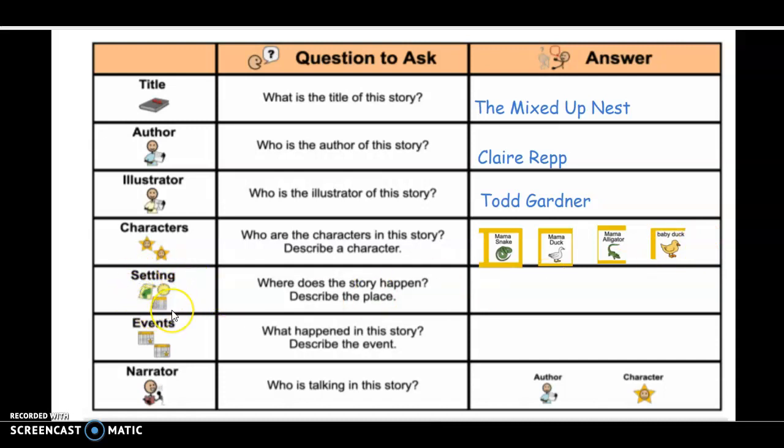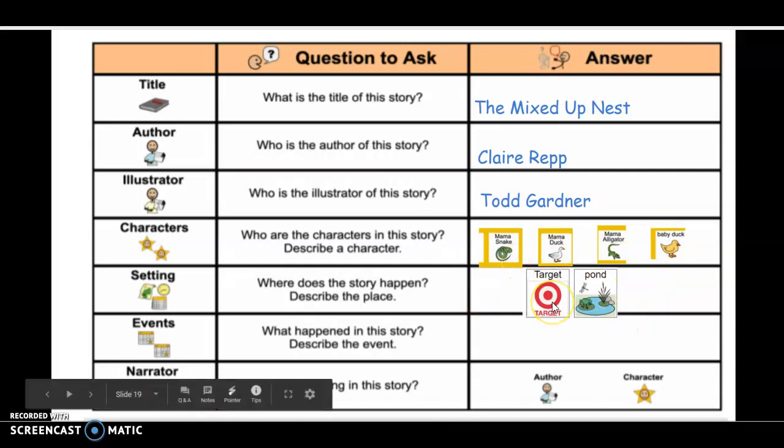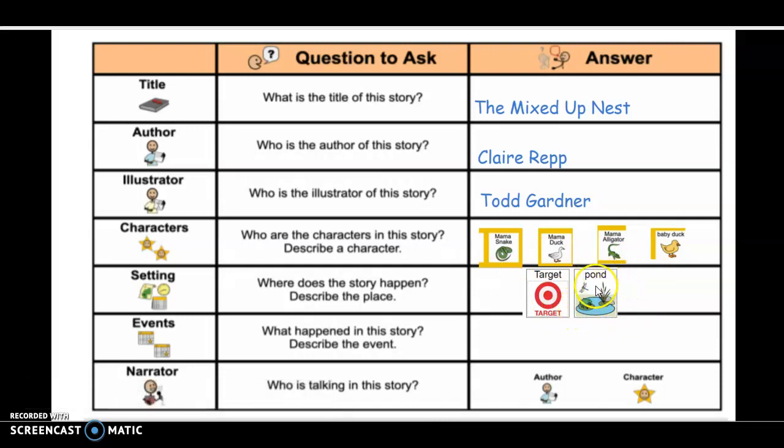And the setting. The setting is where this story took place. Where does the story happen? Think about where a duck is. Do you usually see ducks at Target or by a pond? That's right, this story took place by a pond.